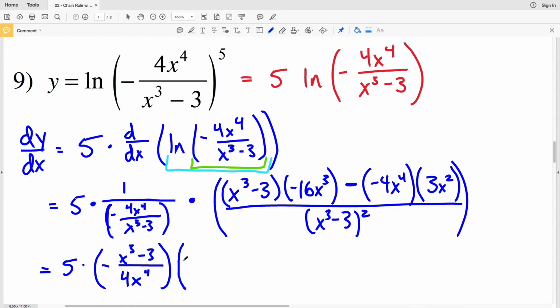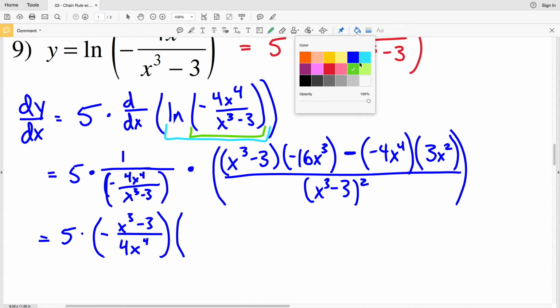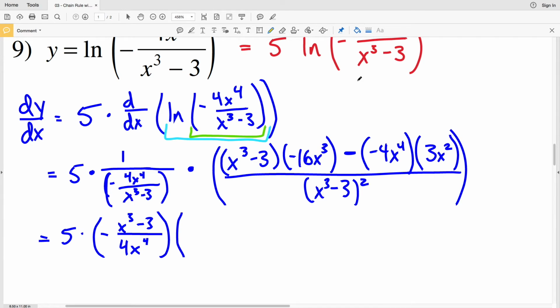And that is multiplied by, in this next part, I'm going to split my fraction up because these terms are subtracted. And I'm doing so because I have x cubed minus 3, which will cancel out with x cubed minus 3, and I have some 4x to the fourths that will cancel out with 4x to the fourth. So when I split this fraction up, I'm going to split it as my first term over my denominator minus my second term over my denominator.